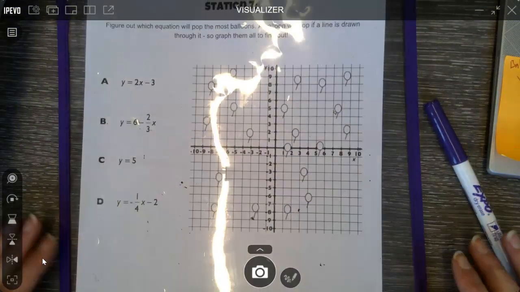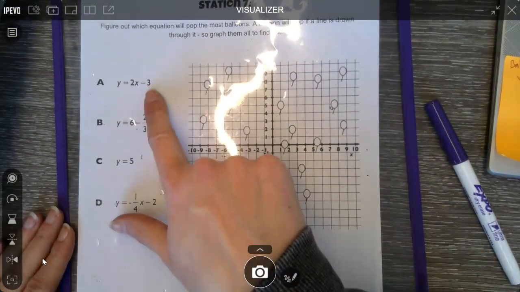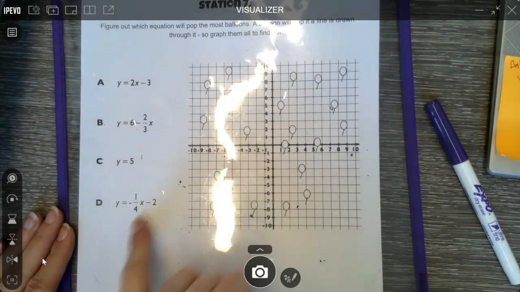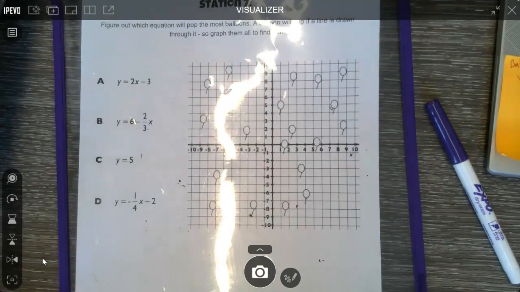And last one. Multiple choice. You're given this grid. It's got balloons on it. You're going to graph all 3 lines and decide which line pops the most balloons. A, B, C, or D.